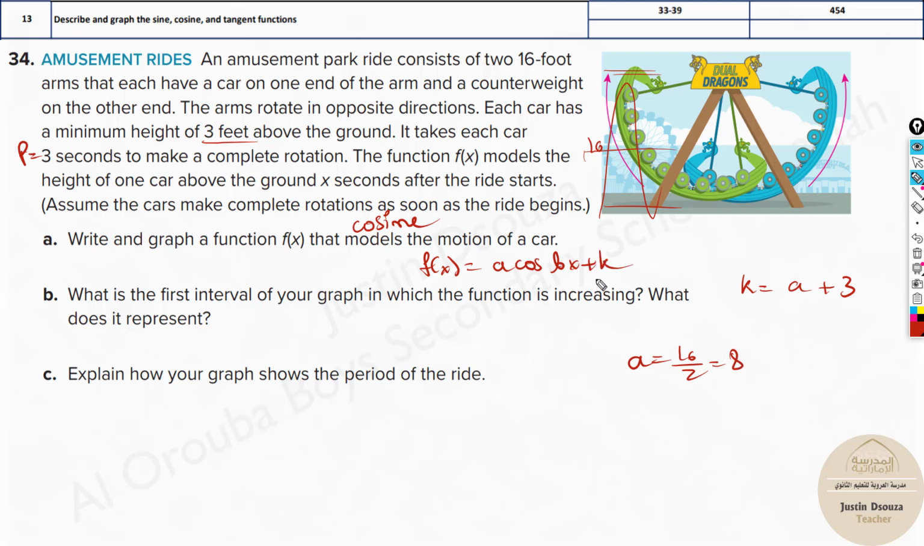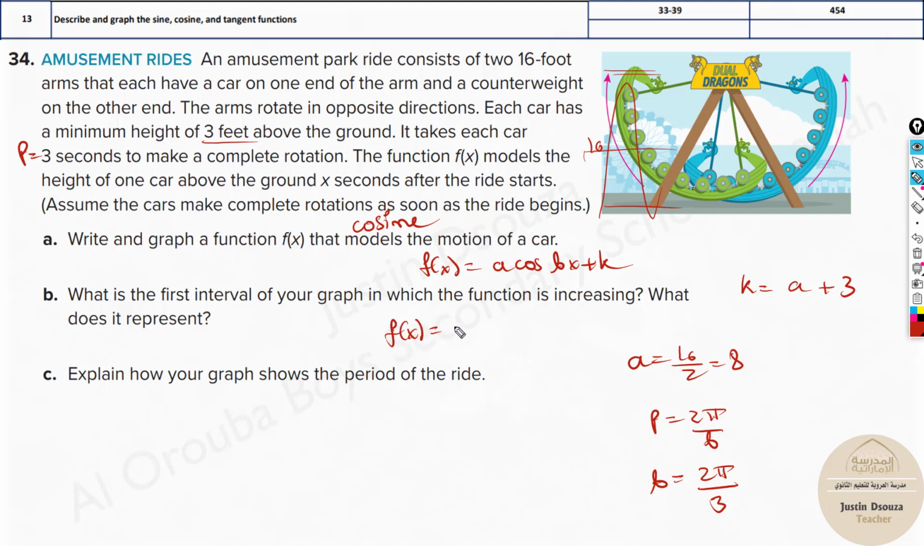K is done, a is done. What is b? Use the period. Period is equal to 2 pi by b. So we need the b value. So it is 2 pi by p, that is 3 seconds. It's 2 pi by 3. So I will write everything in this function.